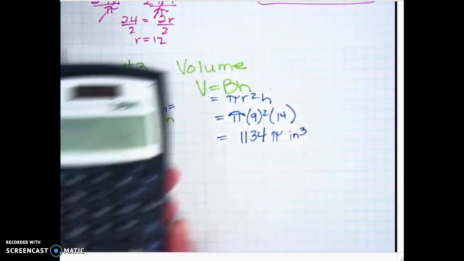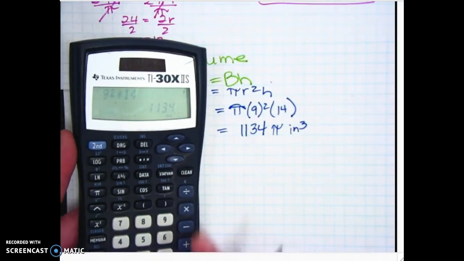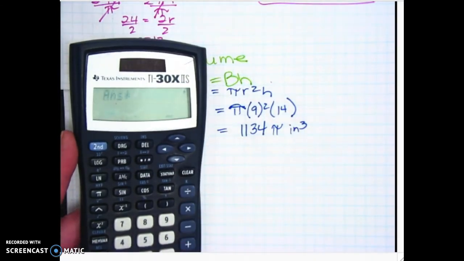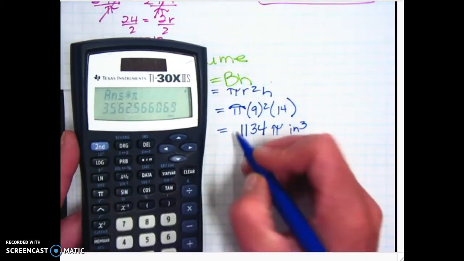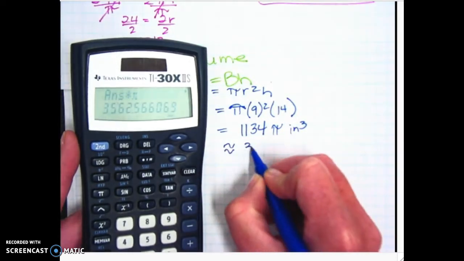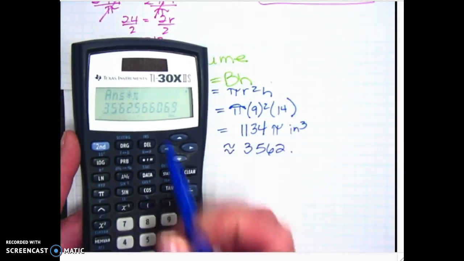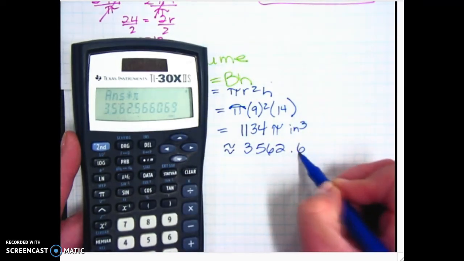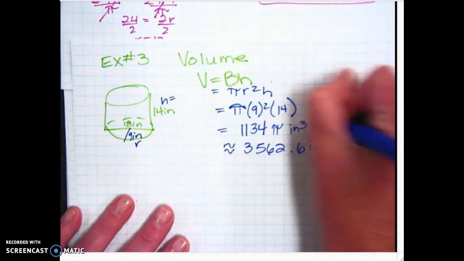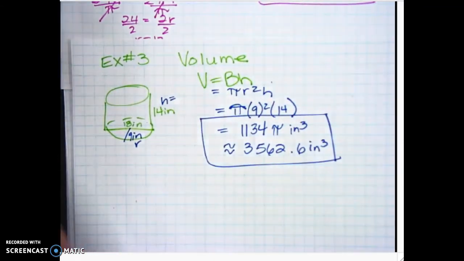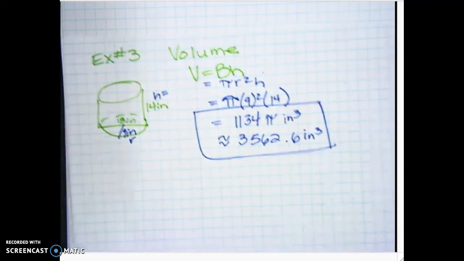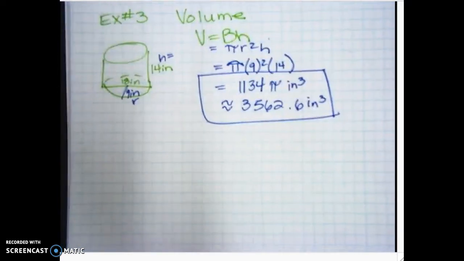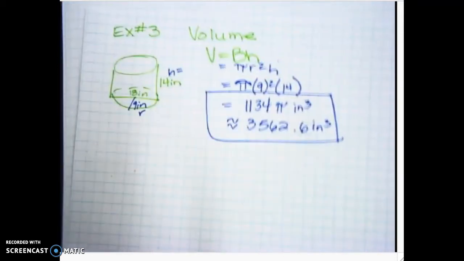And then to get the decimal answer, don't hit clear. Leave that answer in there and just hit times, and it'll take your previous answer, the pi button, hit equals, and there's your decimal. 3,562.5, but there's a 6 next to it, so round it up to 6 inches cubed. So there's example number 3. Any questions on 3? All right, one more.